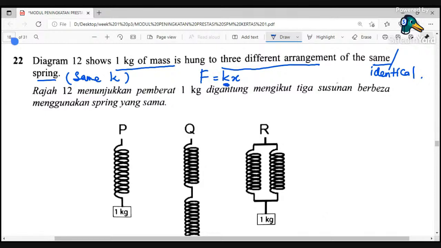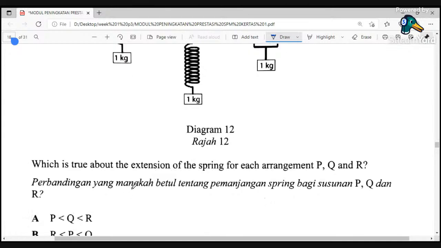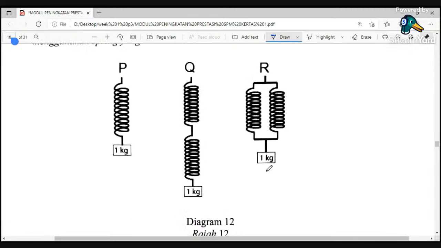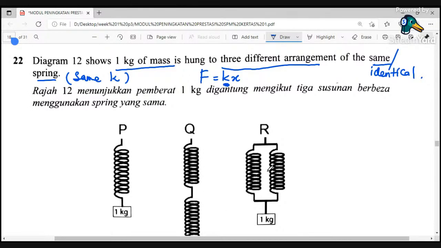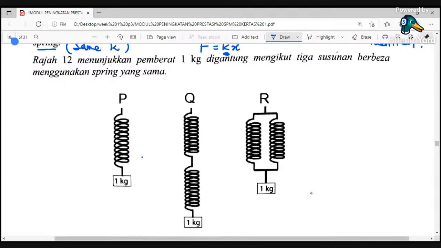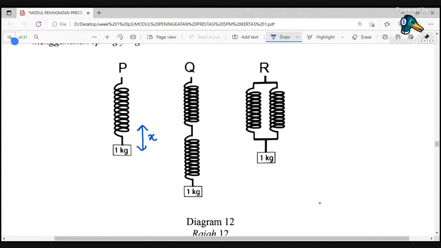Now we look at the question. Which is true about the extension of the spring for each arrangement? Pemanjangan spring. Let's say for one single spring, it will extend by x. Now, identical springs arranged in series: each of the springs will experience the same force as this one, so each of the springs will extend by x.